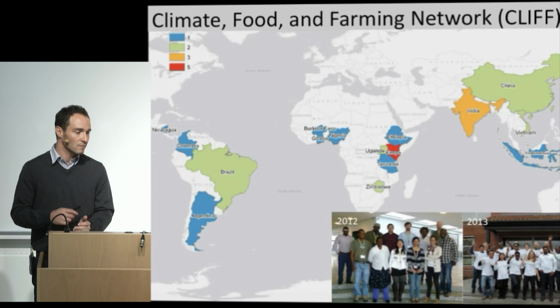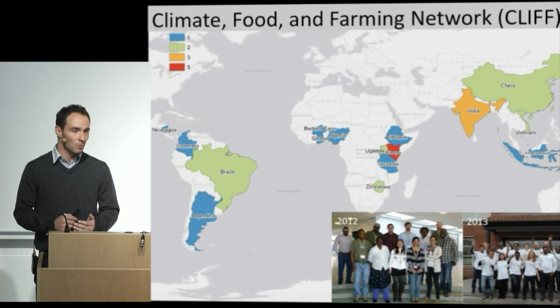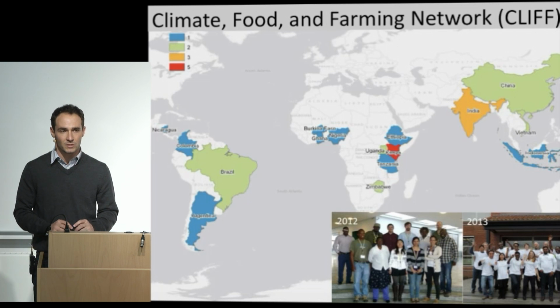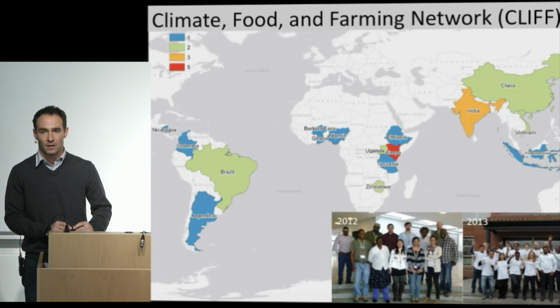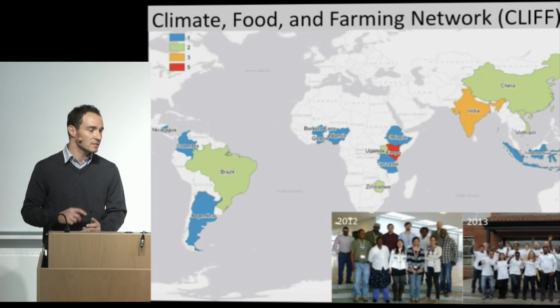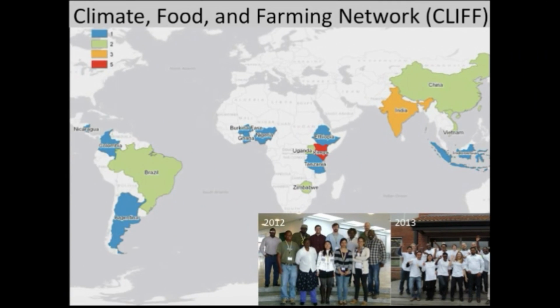And so you see, this is a global research network that we're essentially promoting and giving out grants for medium-term scientific stays and training in CGIAR centers globally. And this is the global distribution of CLIFF network recipients over the last couple of years. And you can see we are working across many of the tropical developing countries.